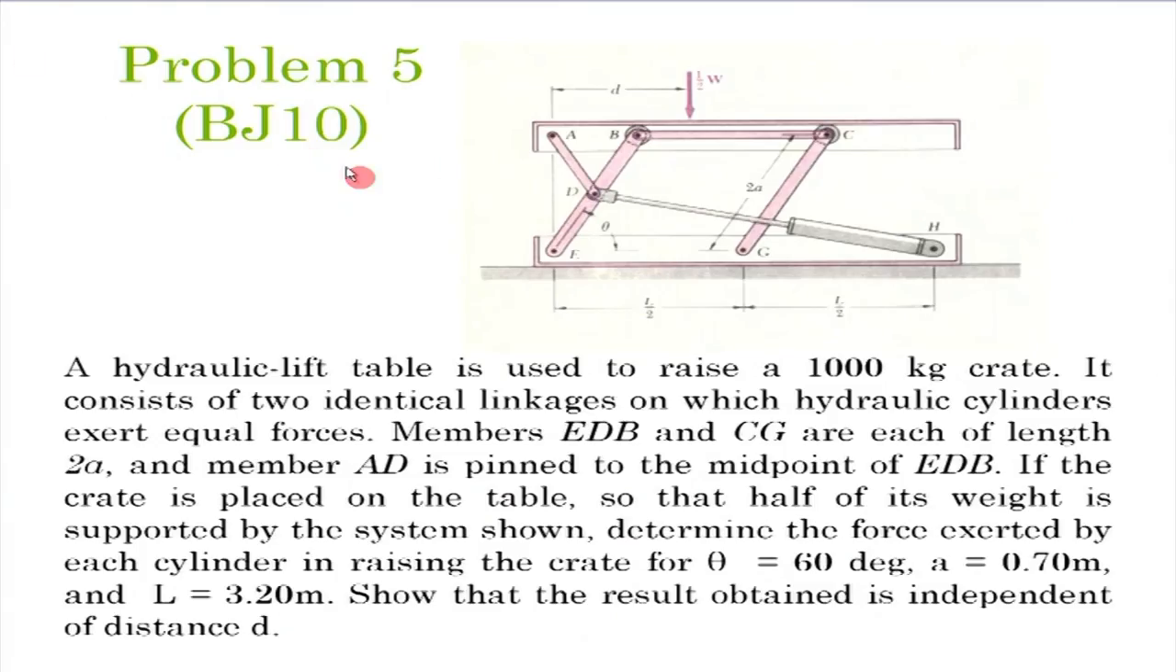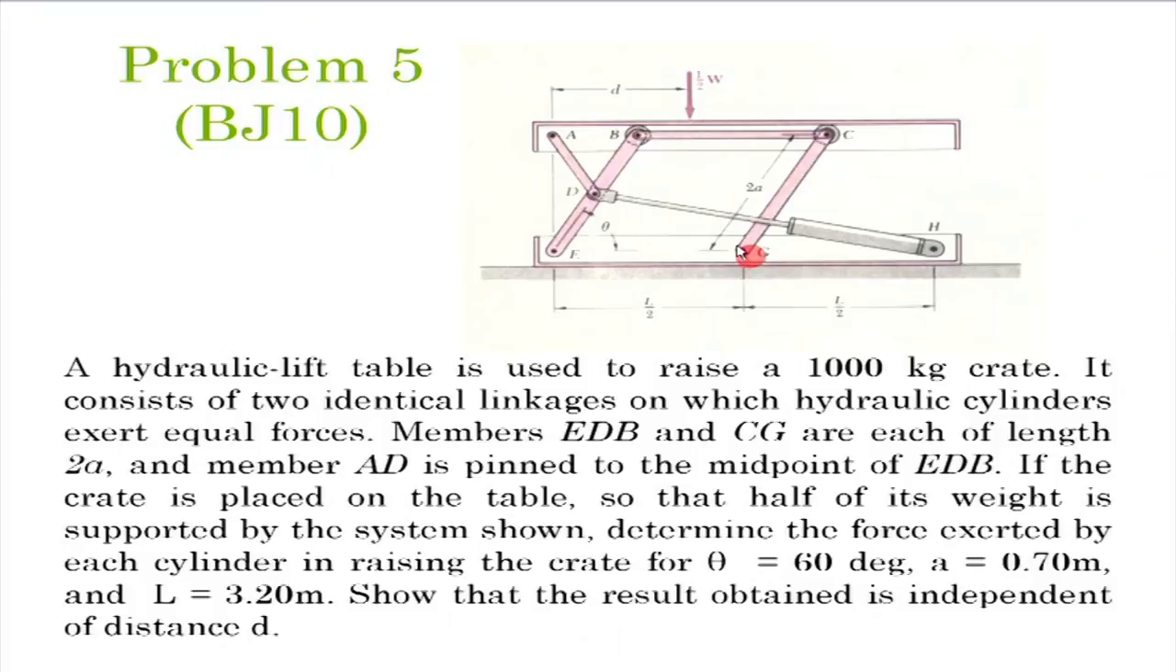BJ10. Could you explain how C carries only one reaction? Which C? GC. Think about it. We are taking that GC is a two force member. Why? GC has one pin connection at G and another pin connection at C. If we draw the free body diagram, what is a two force member? There are forces acting only at the end points and nowhere in between. This member satisfies all those criteria, because we are neglecting the self weight of these members, so it is a two force member.